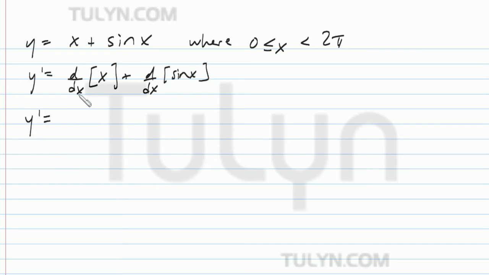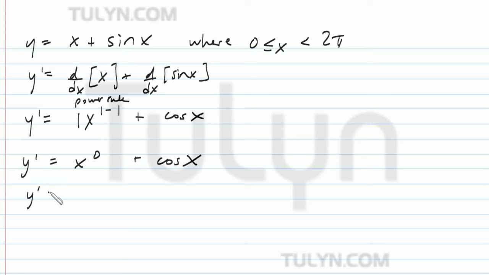The derivative with respect to x of x is going to be 1 times x to the 1 minus 1 power, using the power rule, plus the derivative of sine x, which is going to be cosine x. So y prime equals 1 times x, 1 minus 1 is 0, plus cosine x. And then y prime is equal to 1 plus cosine x, because remember that x to the 0 power is equal to 1.